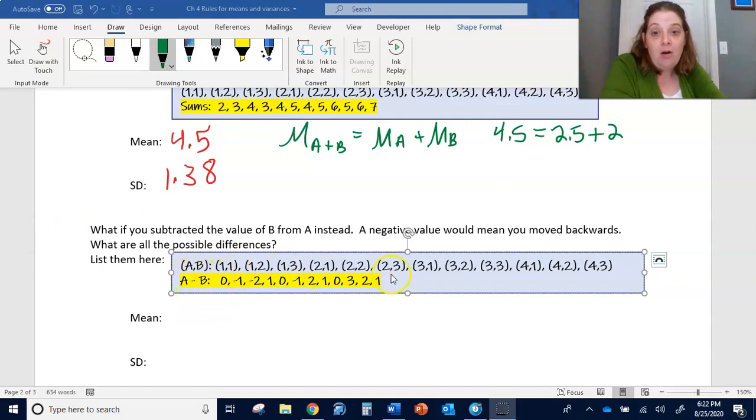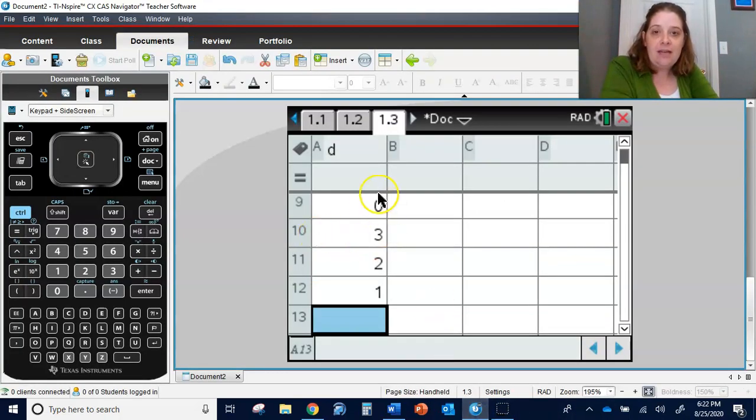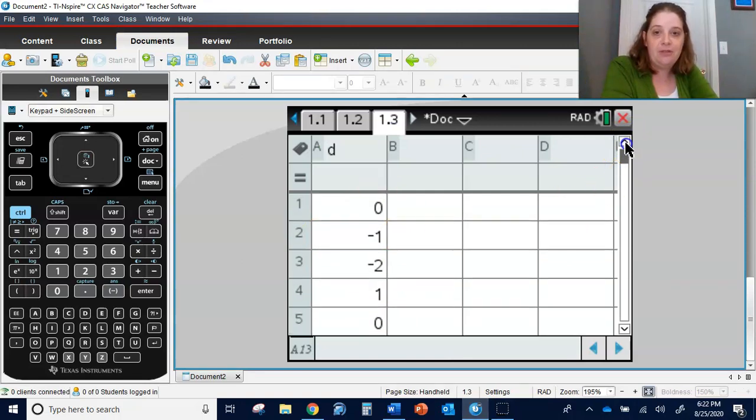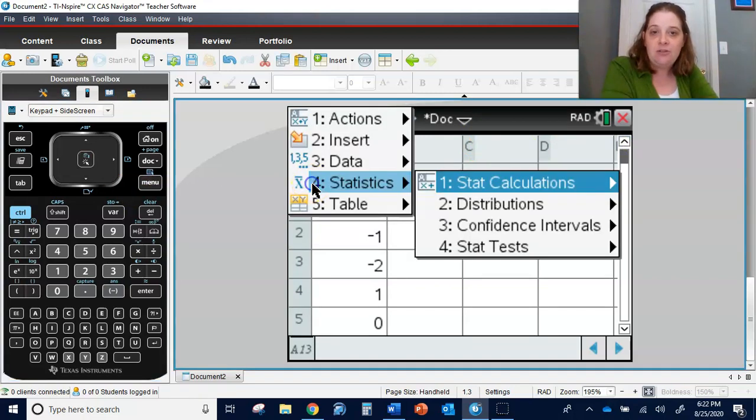So when I'm talking about all the different combinations, if I do A minus B, I have 0, -1, -2. In other words, what happens if you take every possible A minus every possible B? I've already got these typed into my calculator on a new page. So I've typed in all 12 possible differences here, and I just called them D for difference. And I'm going to find that mean and that standard deviation.